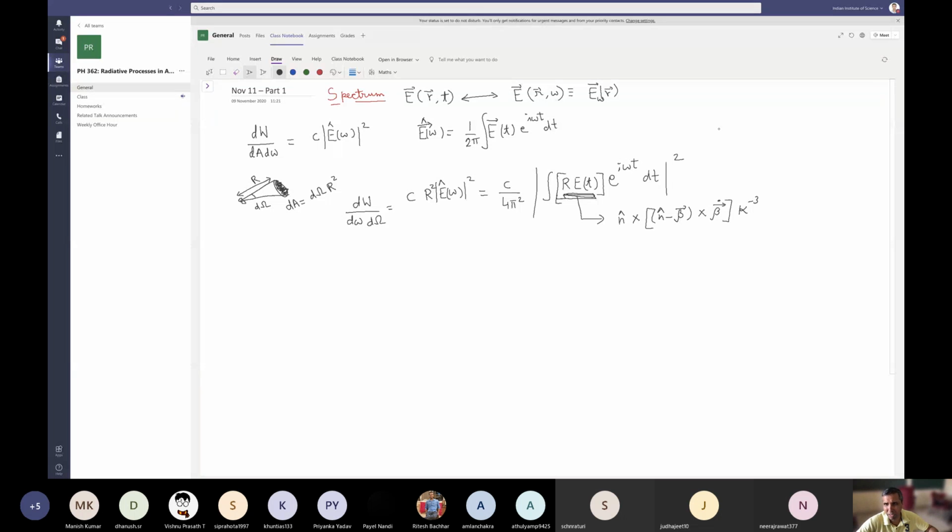If you recall, what was kappa? Does anyone know what kappa was? We actually defined a kappa. This is a very, very important factor: 1 minus n hat dot beta. So basically, this is like a component of beta along the line of sight. If you have a charge which is moving towards the line of sight, kappa goes to 0 as n hat dot beta goes to 1, which of course never quite happens for massive particles.